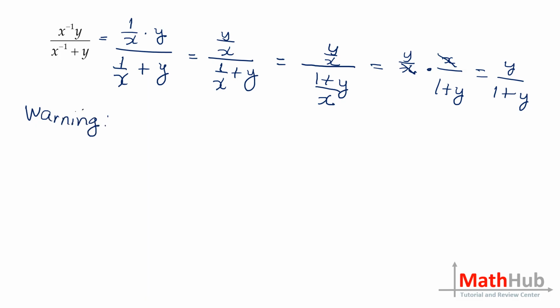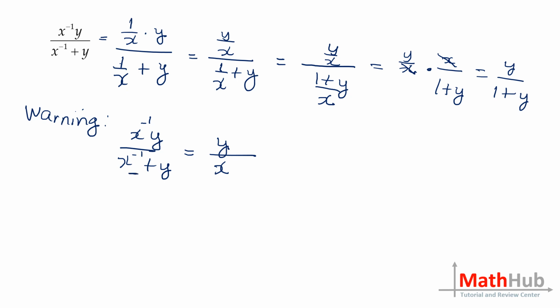So for most students, what they always do is whenever they see negative exponents, if it's in the numerator, they automatically put it in the denominator and vice versa. However, you can only do that if the operations in your numerator and denominator are all multiplication. So for example, this one, x inverse y over x inverse plus y. For x inverse here, you can actually put it there.